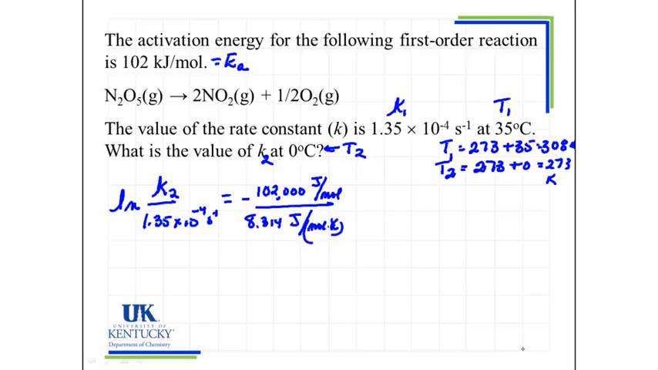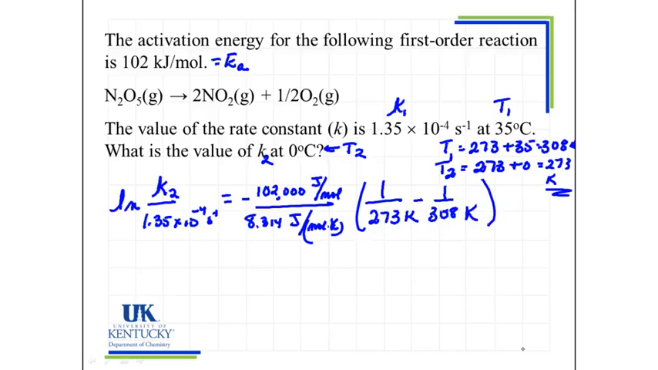Okay, and then we have 1 over T2. Now I've assigned T2 as the 273 minus 1 over T1, which was 308. And those are both in Kelvin.